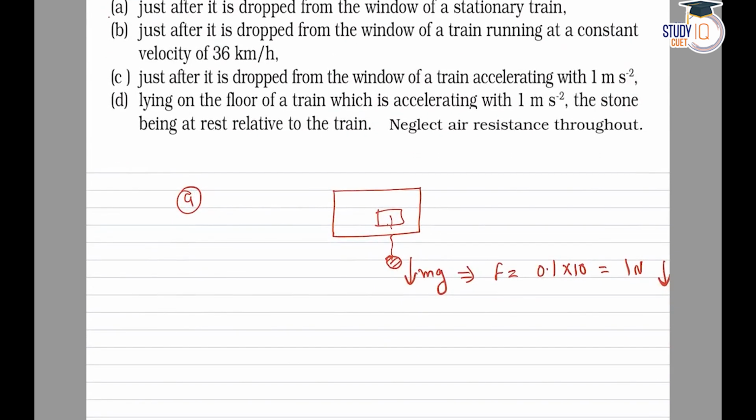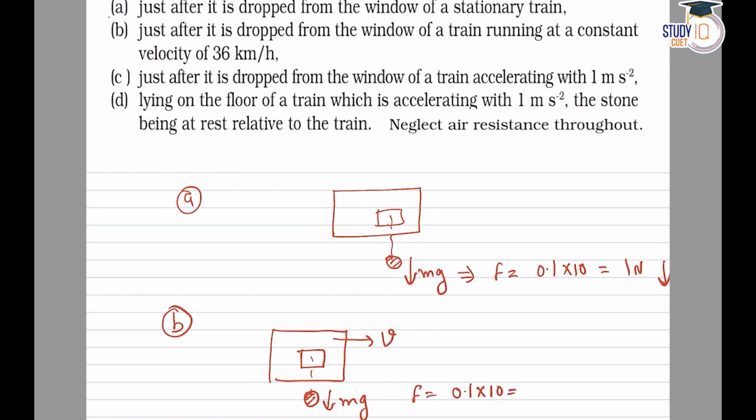Coming to B part. In B part, just after it is dropped from the window of a train running at a constant velocity of 36 km per hour. So in this case, the train is moving with velocity v, and you have dropped the stone from it. So just after dropping the stone, the only force acting on it is mg. So in this also, the net force is equal to 0.1 into 10, that is equal to 1 Newton in downward direction.